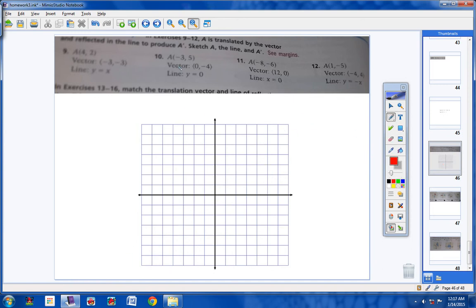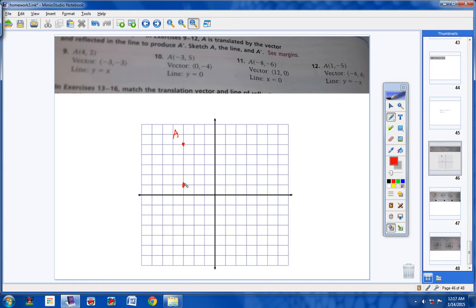Alright, number 10. The point is negative 3, 5. So negative 3, 5. Okay, so there we go. So there's A. Now the line, well, first of all, the vector they want us to move this point is 0, negative 4. So I'm going to go to the left and the right, 0, and then down negative 4, 1, 2, 3, 4. So there I've translated the vector down 4.